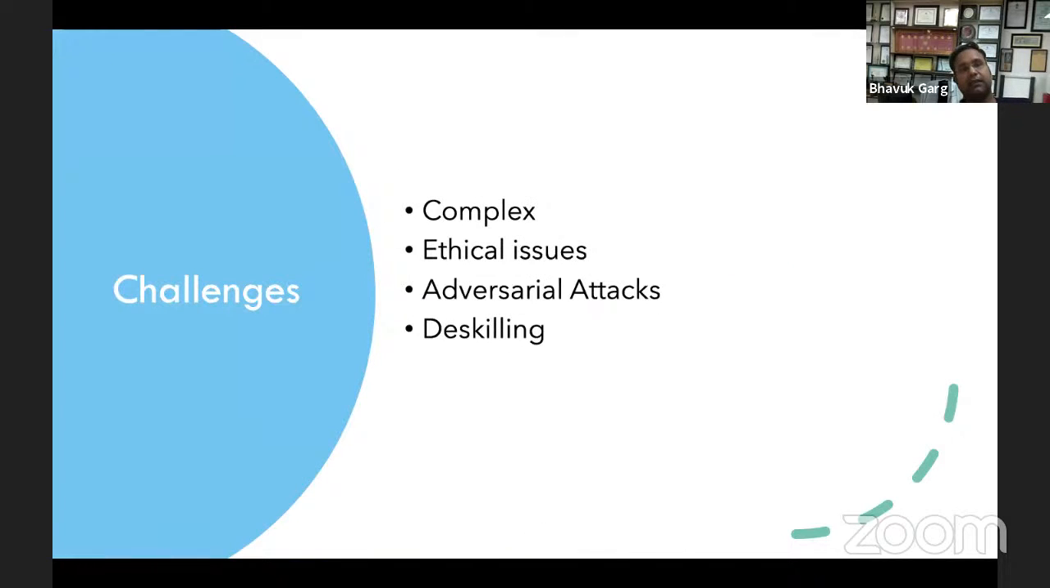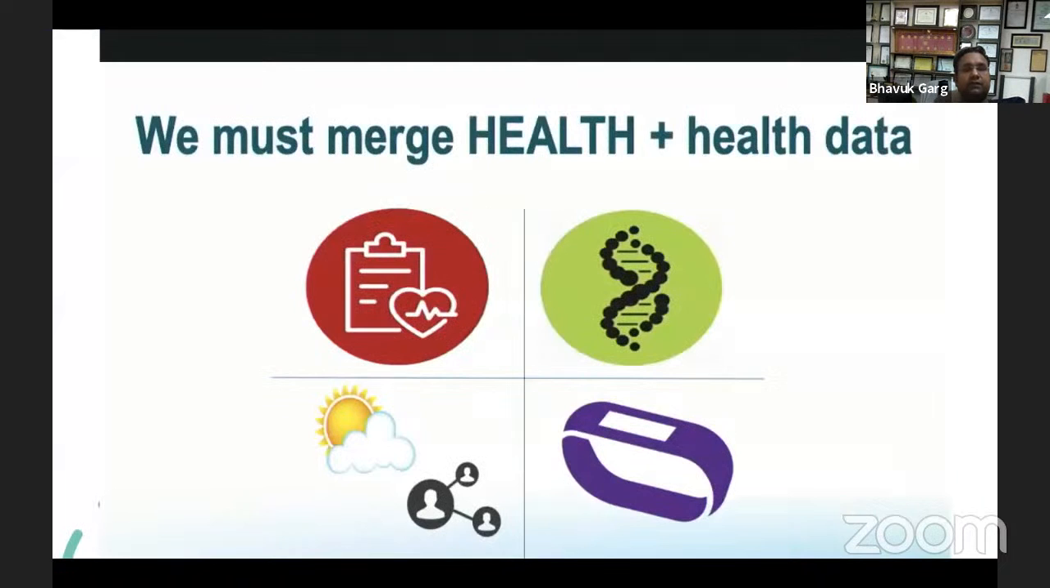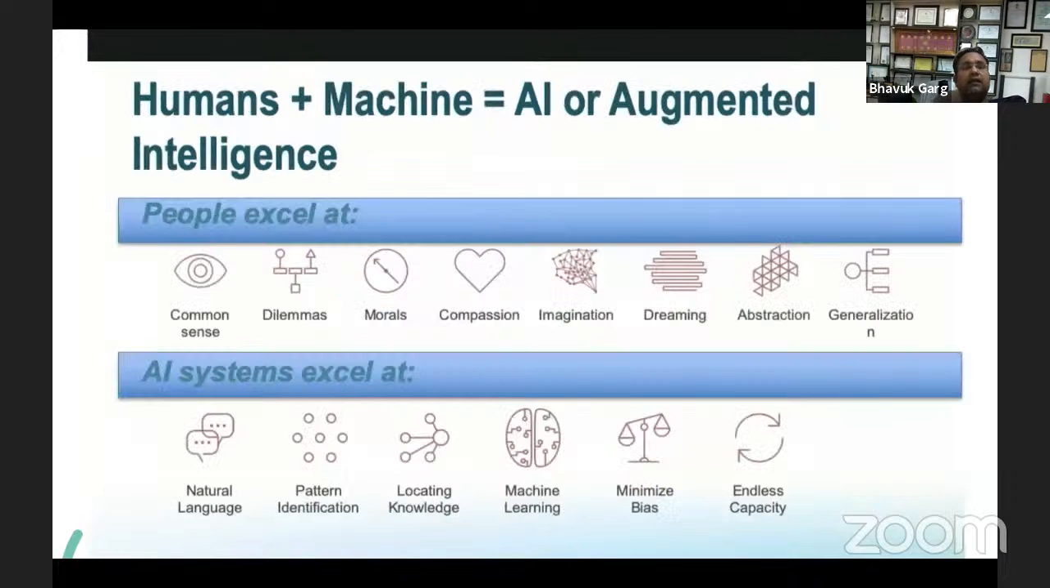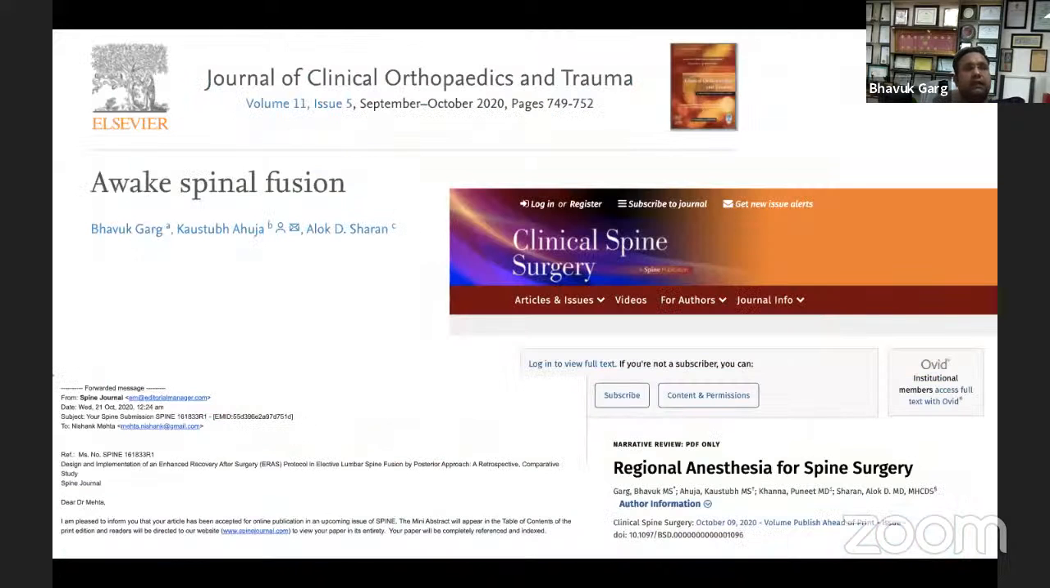So there are challenges also because it is a complex process. There are some ethical issues. It can lead to de-skilling of the surgeons as well. But these are all just hypothetical. Ultimately it is increasing our efficiency, and we must merge our health and the health data. The more important thing is that we have to give it a human touch as well, which is the real AI, or the augmented intelligence.